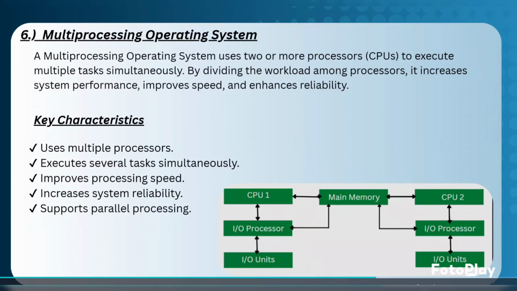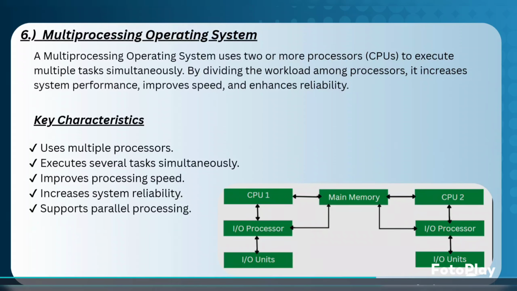Imagine you have to clean your entire house. If one person does everything alone, it will take a lot of time. But if four family members clean different rooms together, the work finishes much faster. The same idea is used in multiprocessing operating systems. Multiple processors share the work and complete tasks more quickly. This improves speed, efficiency, and overall performance.